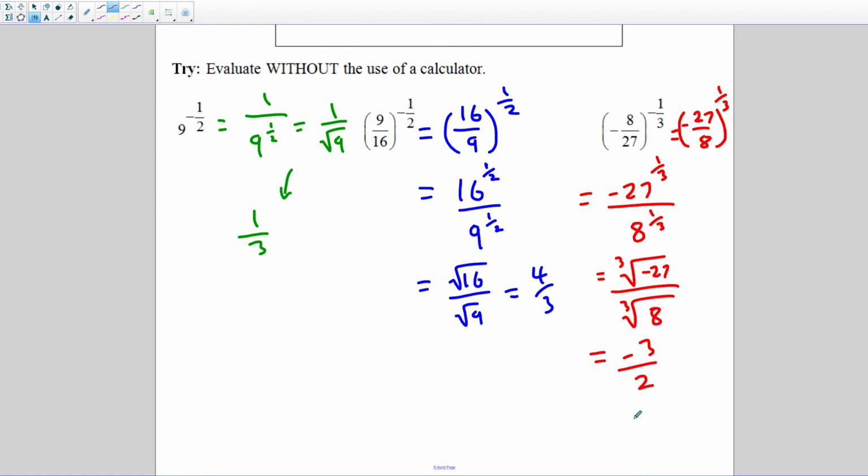One way to check your answer is if you plug in your original expression into your calculator, it should match up with whatever you end up getting once you've simplified the expression.